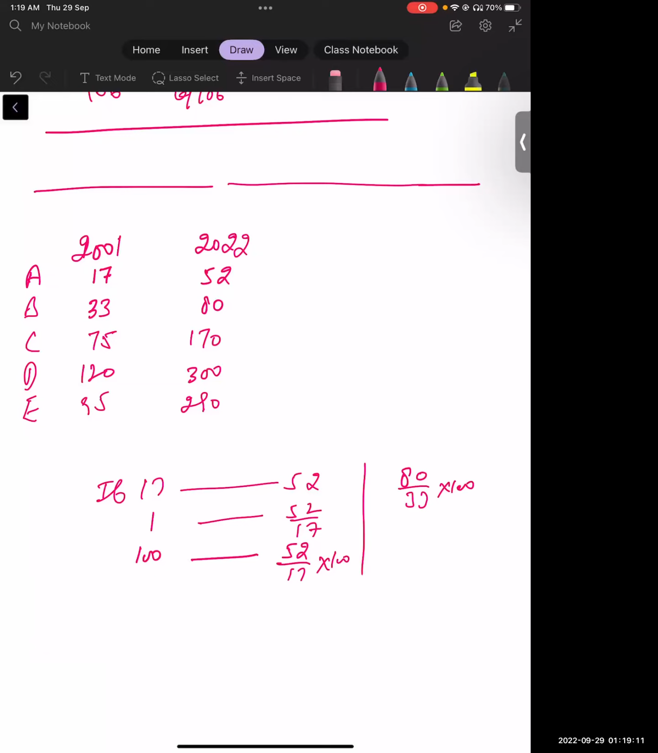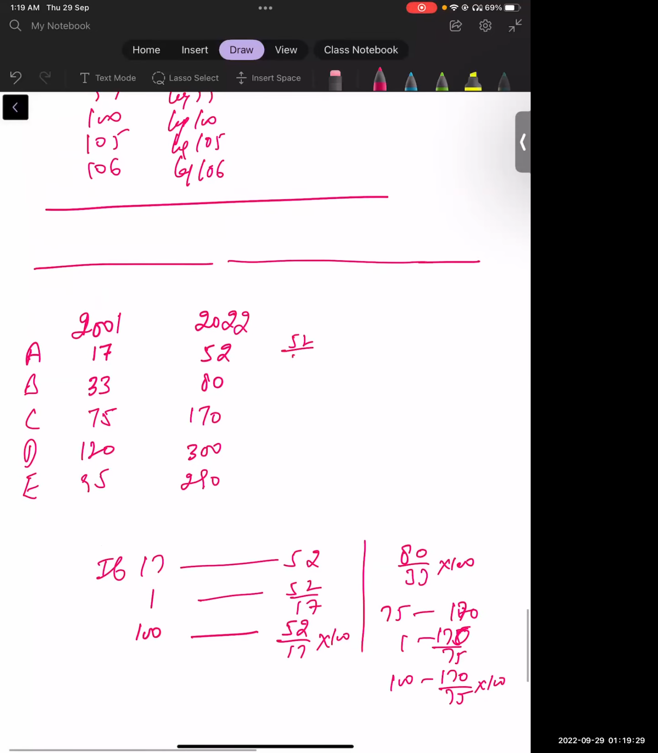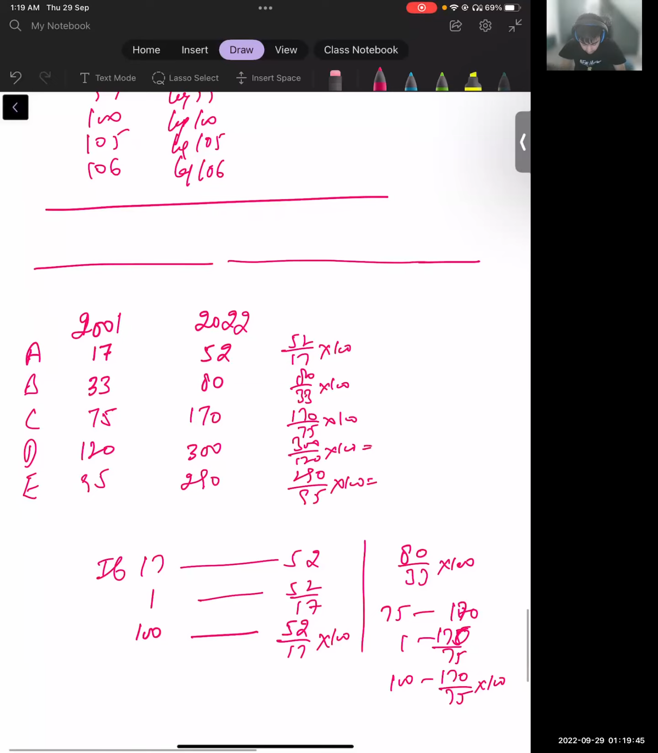A 75 good has become 170 rupees. Then a 1 rupee good should have become 170 by 75, and a 100 rupee good into 100. Am I right? I can calculate this. Now what I am doing: 52 by 17 into 100, 80 by 33 into 100, 170 upon 75 into 100, 300 by 120. Can you calculate it by calculator? Please do it and tell me what the values are.